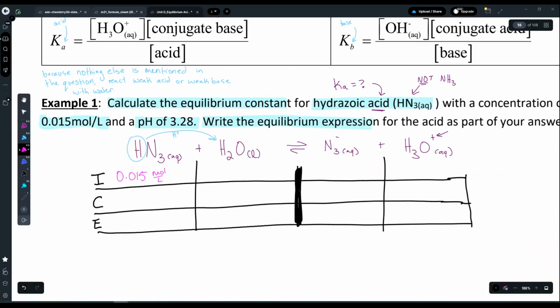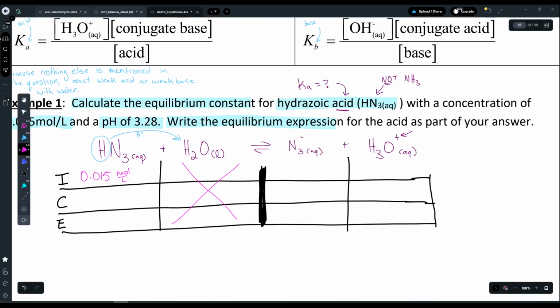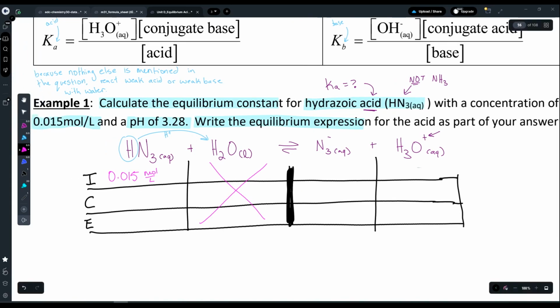Now with water, since it's the only liquid in this equilibrium, remember when you only have one liquid, you do not include it in your equilibrium law expression, so we don't need to write any information in this column here. Now, moving along in the initial row with this N3 1 minus, as well as our hydronium ion, since the concentrations of them are not mentioned in the question, that means we can assume that they are both 0 moles per liter.